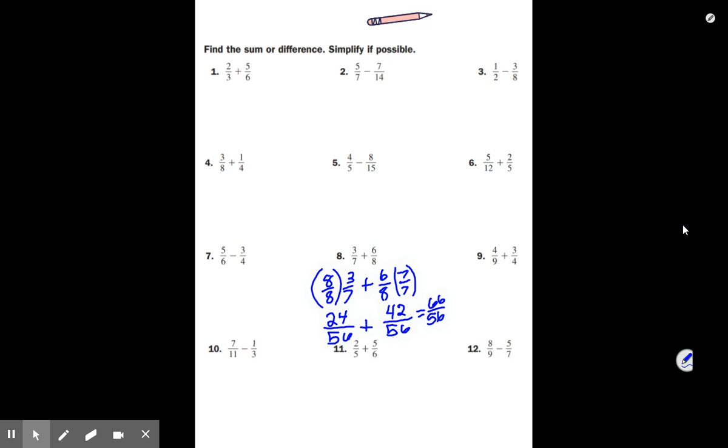Is it improper? Yeah. How many sets of 56 will go into 66? One whole set. One set of 56 will go into 66, and I believe we'll have 10/56 leftovers. Okay, but let's check.